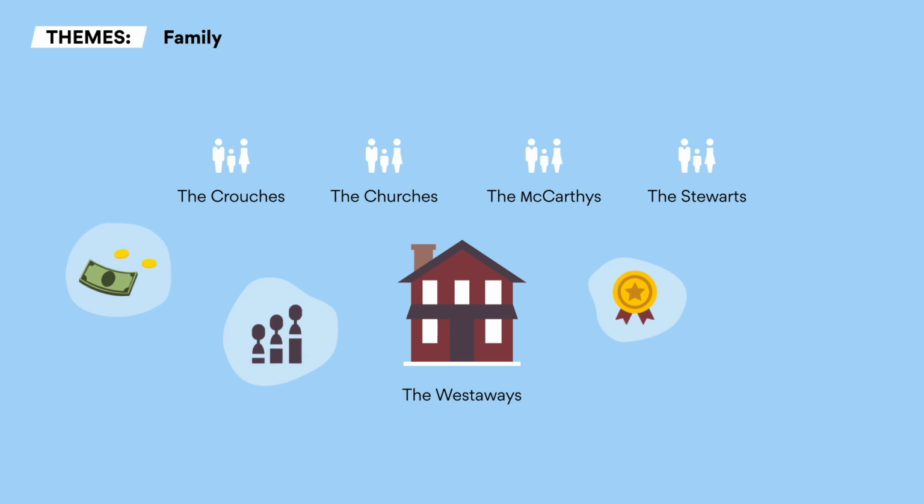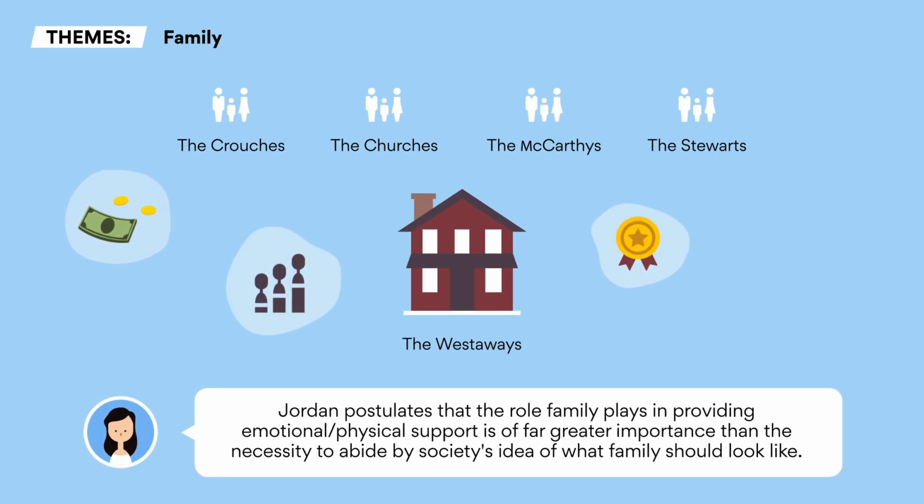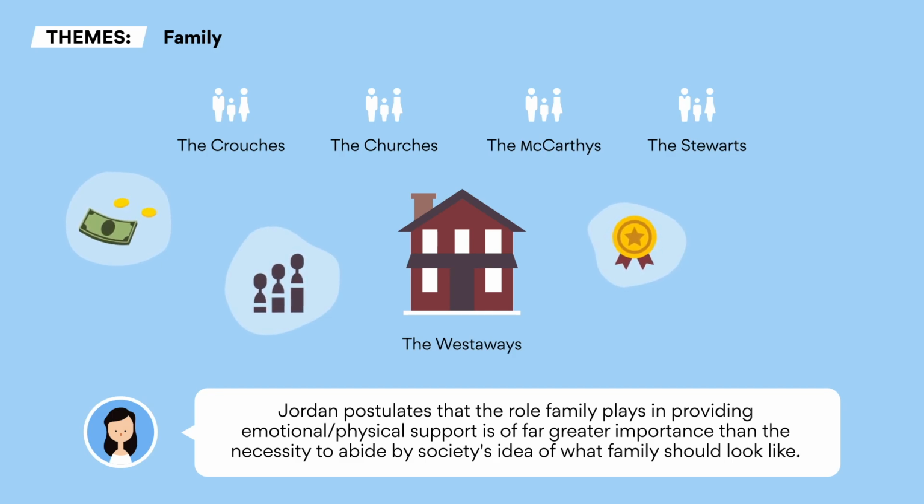The idea of family is strained by the pressures of war because with many families' sons and husbands away, it left the other family members to adopt other roles. Not only physically, but the conventional emotional roles of traditional families of the time are redistributed, specifically within the Westaway household. Jordan postulates that the role family plays in providing emotional and physical support is of a far greater importance than the necessity to abide by society's idea of what family should look like.